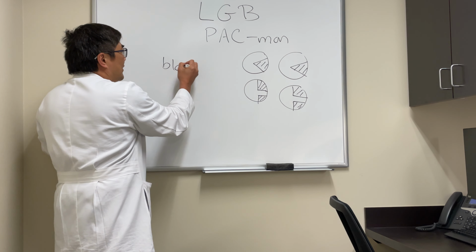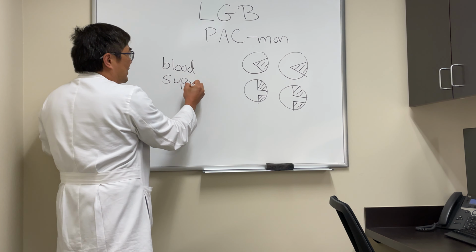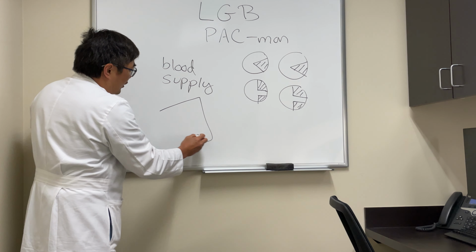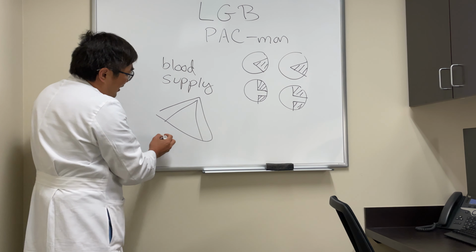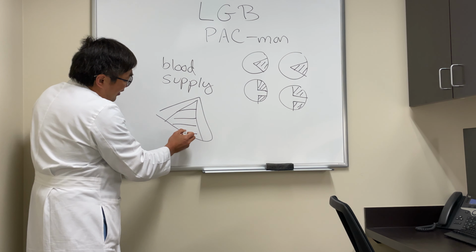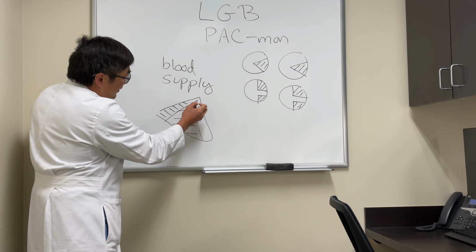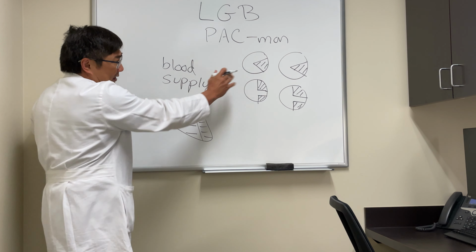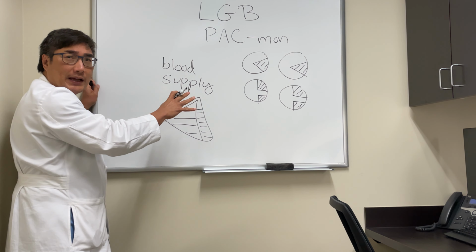blood supply to the lateral geniculate body is very strange. And so if you look at the geniculate body, its blood supply, this middle part is supplied by a different artery than the outer parts, and that produces this very unusual Pac-Man field.